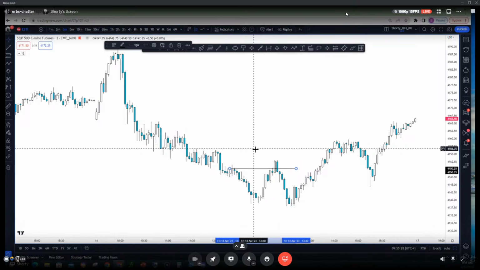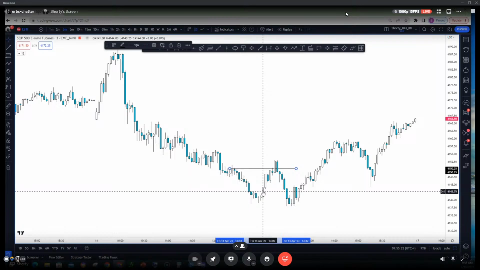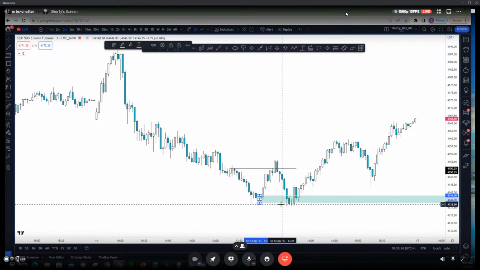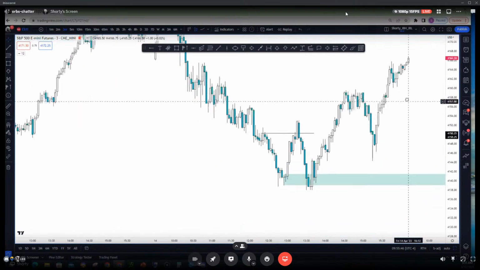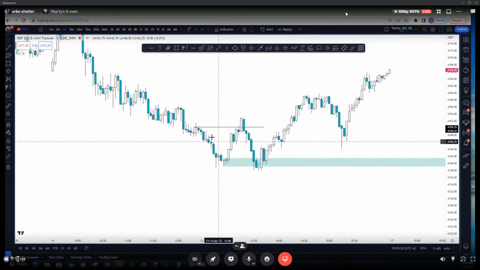Now, if you look at this here, there was an imbalance. I would say this is a decent imbalance candle right here. What you can target is they will come back and hit this candle here, and then proceed to go higher. And if you look, that's exactly what happens here. They went higher and they broke.